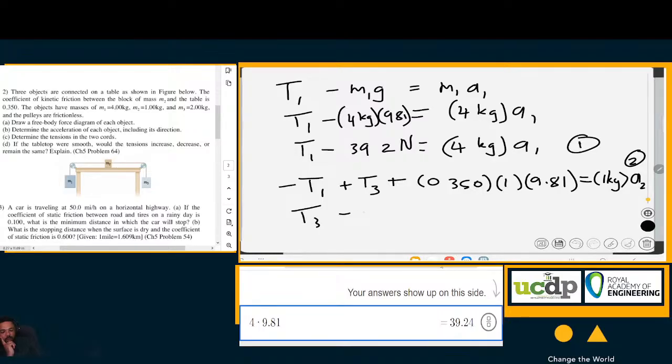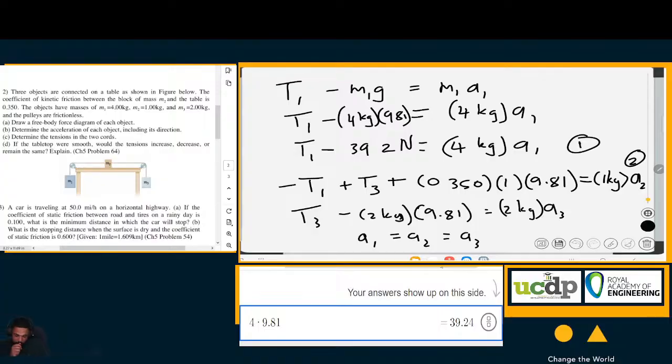minus the weight, that is 2 kilograms multiplied by 9.81. That's 2 kilograms multiplied by A3. Here is a weird thing. Okay, A1 should be equal to A2, which is equal to A3.